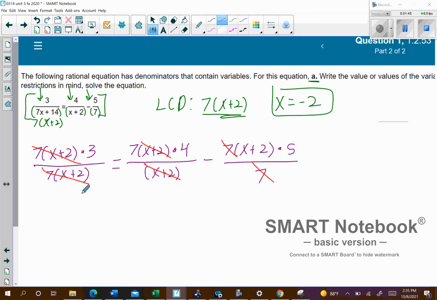So the first one I'm just left with, see those turn into ones. So I'm just left with 3 times 1 over 1, which is just 3. The second one I'm left with 7 times 4. And so that'll be a 28.